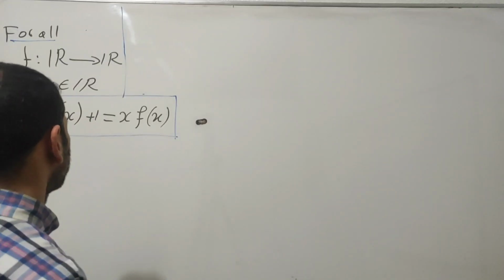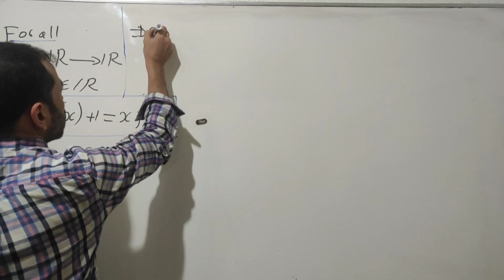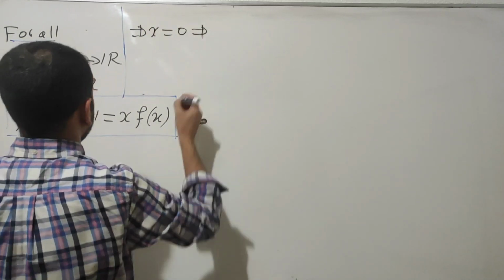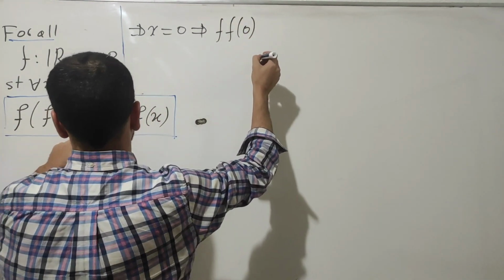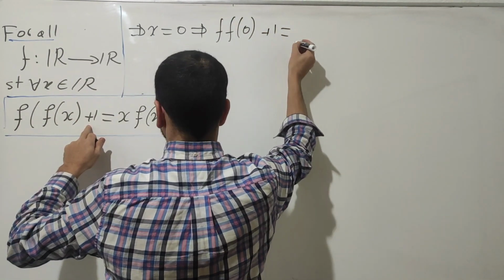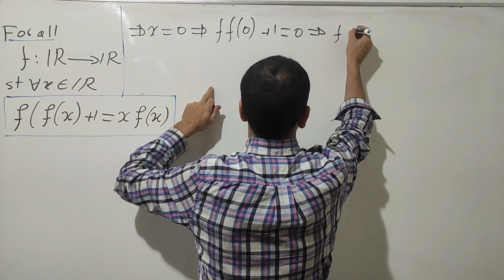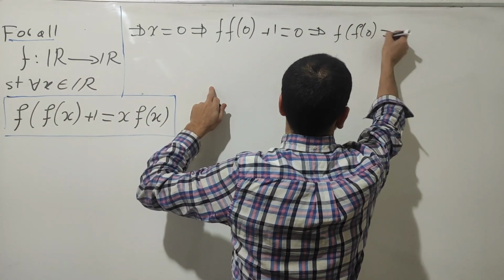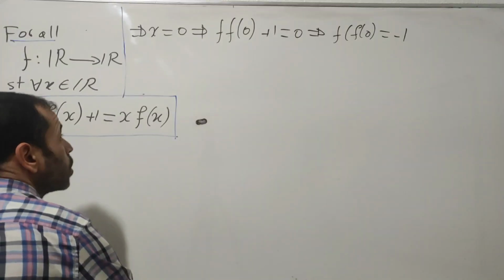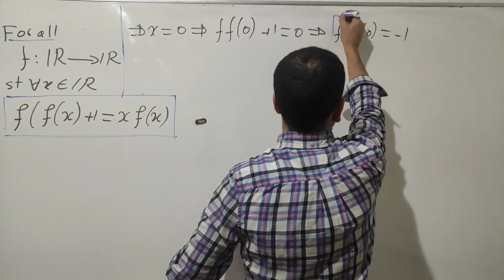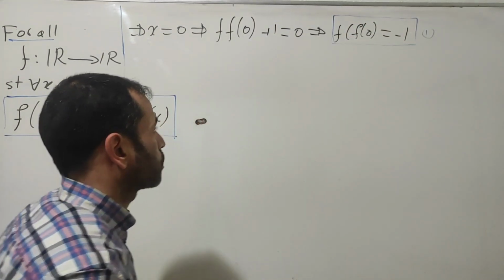So I'm going to choose x equals 0 first. So x equals 0 gives us f of (0 plus 1) equals 0, which implies f of 0 equals minus 1. Okay, it's more simple. So we found the first equation. Let's name this equation number 1.